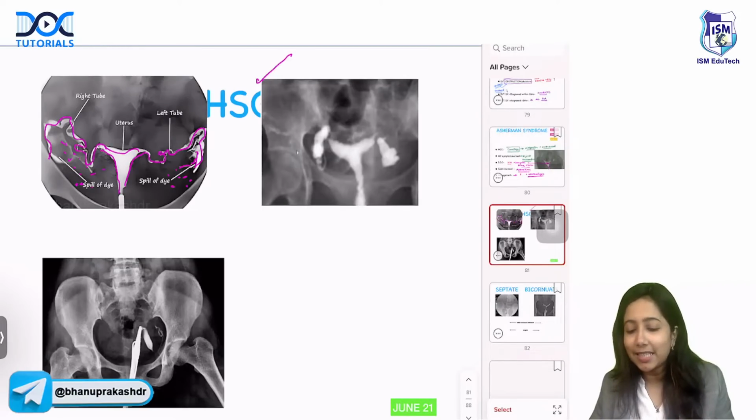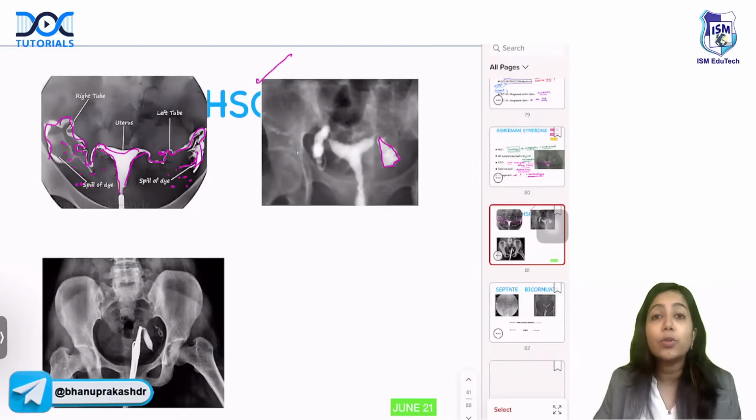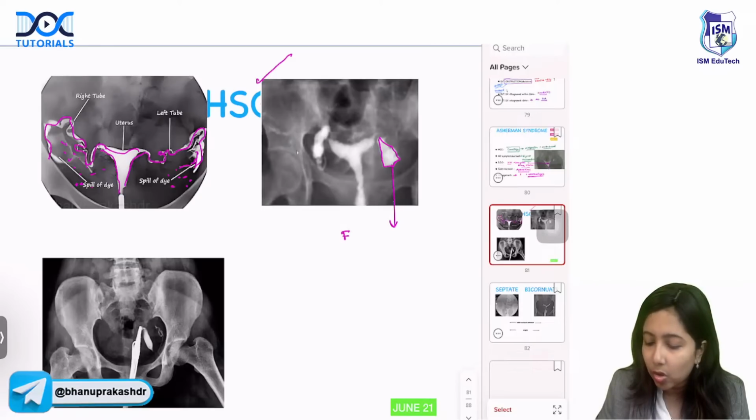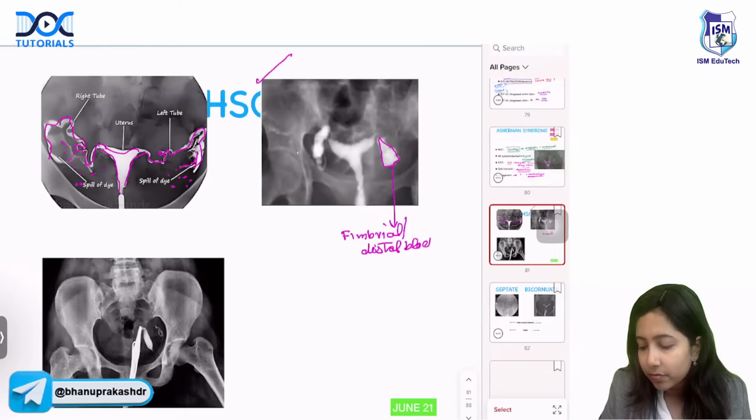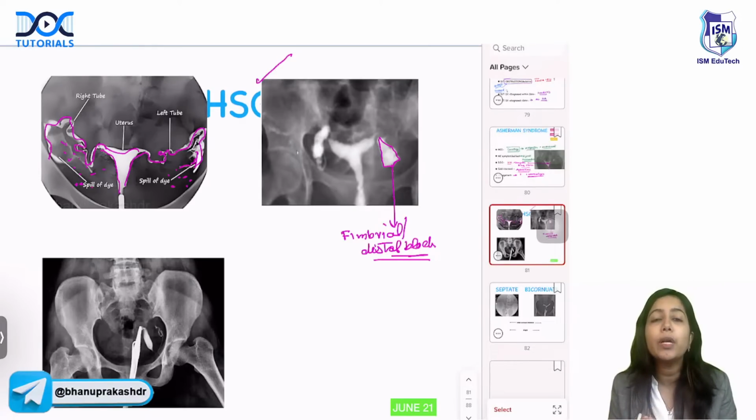Yes, you can see that there are dilated tubes present. So this is basically due to a distal block. This can be due to a fimbrial block or a distal block, which can lead to collection of fluid within the fallopian tube and lead to conditions such as hydrosalpinx. This is basically a distal block or a fimbrial block.